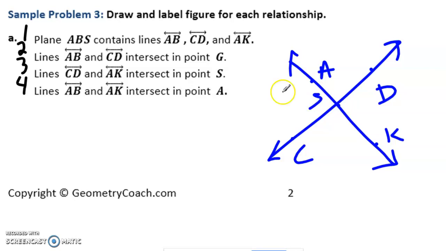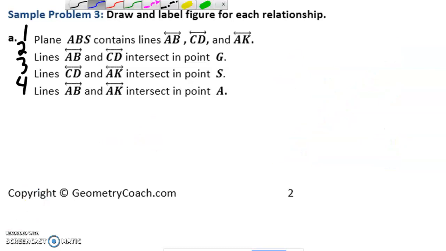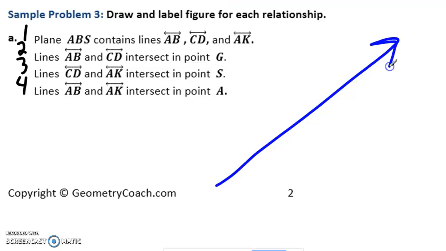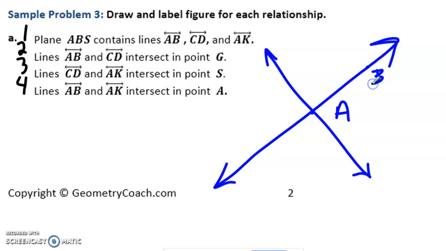Okay. We have 2 lines that intersect, and where do they intersect? What point? So we know that this point needs to be point A. And the first line is called line AB. So I'm just going to pick a line and put point B on it. There we go. The other line is AK, so it can't be on the same line as AB, so I'm going to put it right there. There's my second line, AK.